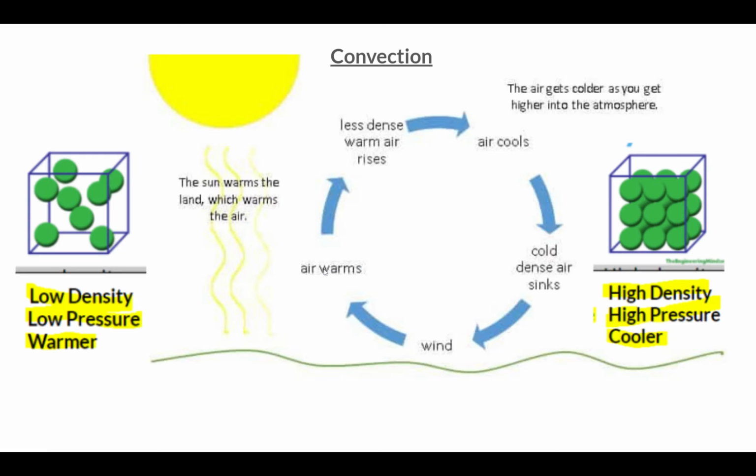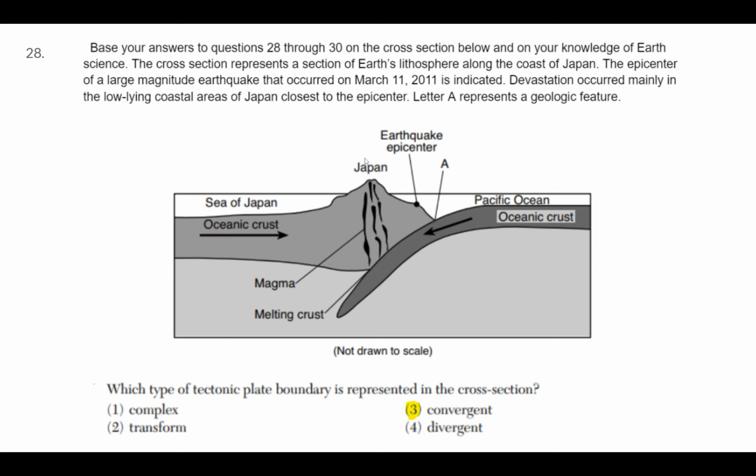The pattern of thinner arrows in the atmosphere in both diagrams indicate the presence of, the answer is 2, convection. Convection is the circulation of air. High density air sinks, low density air rises.